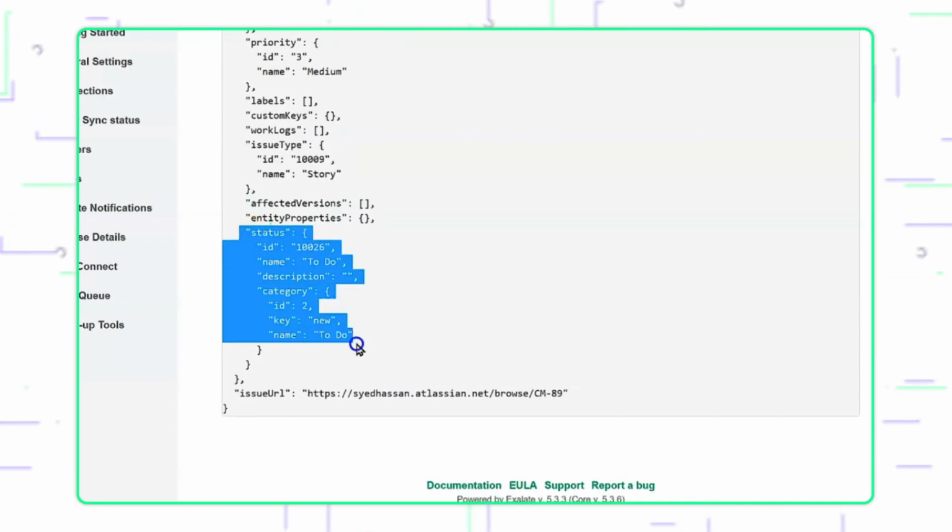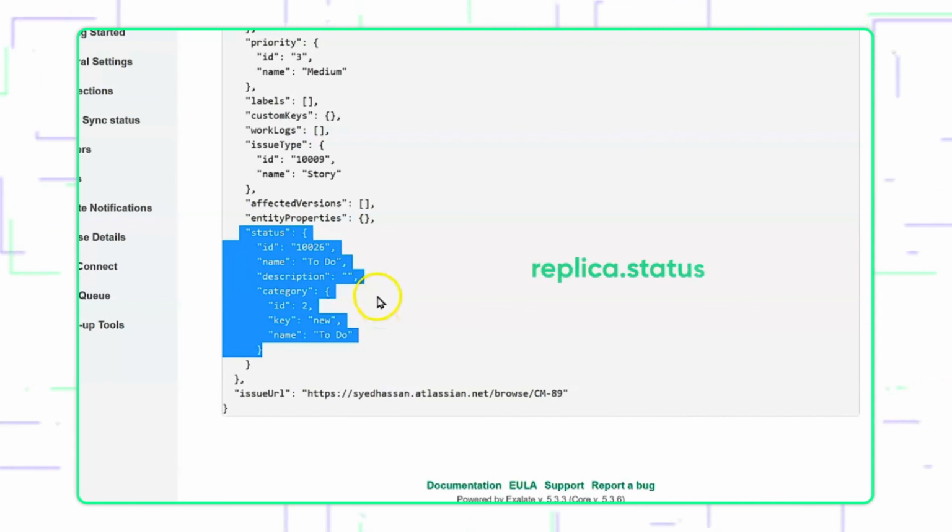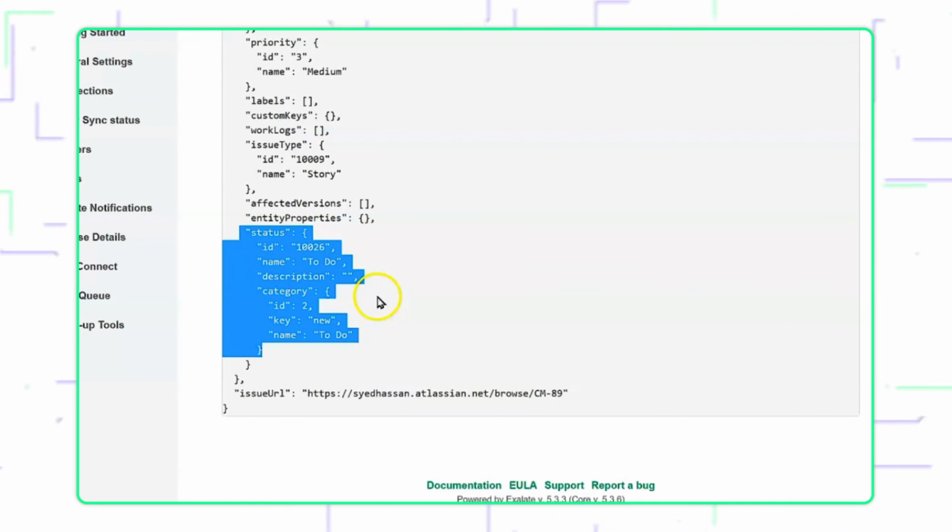And lastly, if you look at status, you can see that the status is quite a complex data structure. But usually we're interested in the name of the status, which can be accessed by replica.status.name. So hopefully this episode has helped visualize how the replica arrives at the destination and helped you with the syntax as well.